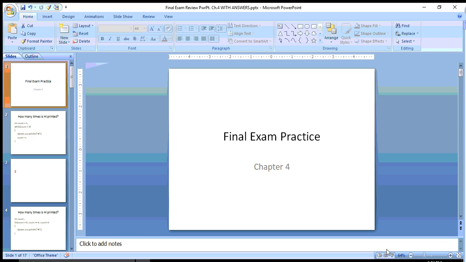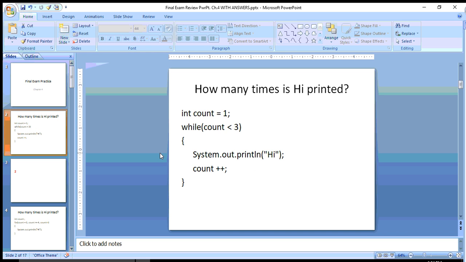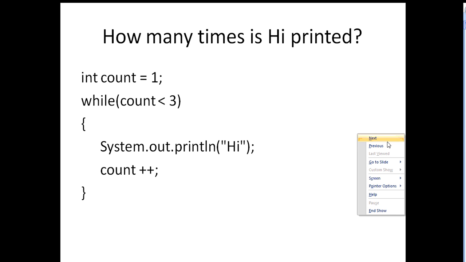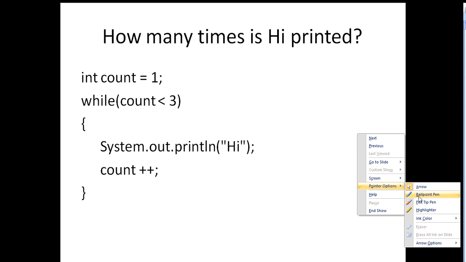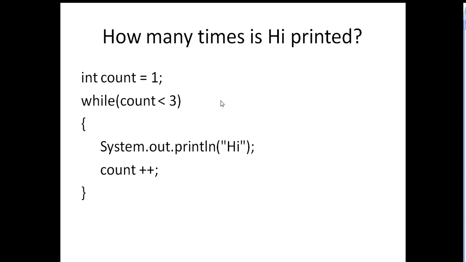Okay, this video is going to take us through the final exam review, a partial review of loops from chapter 4. So we're just going to go over a couple things here. This is what we did in class. It asks how many times is high printed, and this is something you'll want to be able to do. In this, what we did was just make sure that we understood how this works.